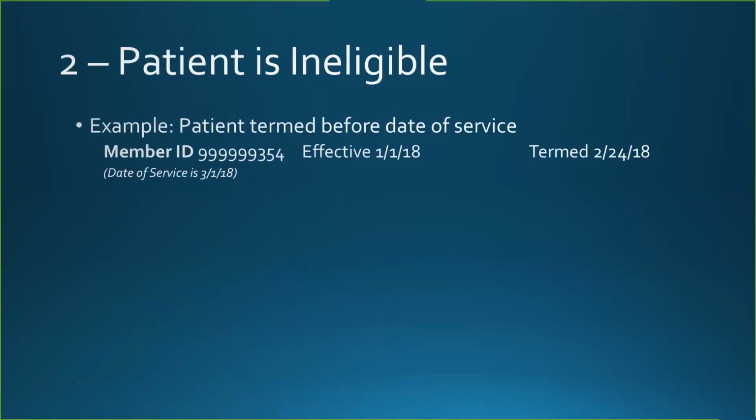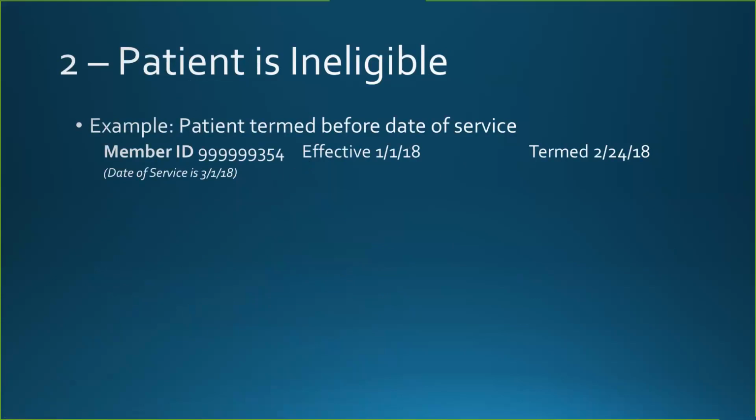All right, the second most common rejection is patient is ineligible, and that's because we have to be able to get to a valid patient to process your claim. So if the patient termed before date of service or the date of service is before they're effective, you'll see this edit. So this is a redacted example. The date of service was from March 1st of 2018, and they termed in February.